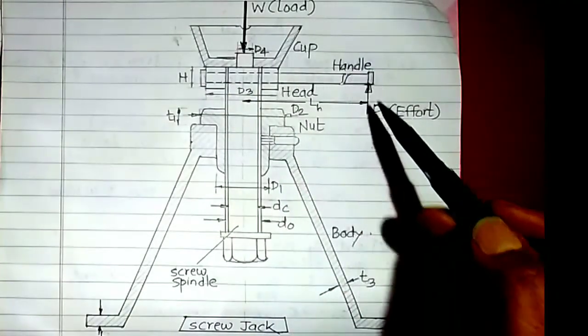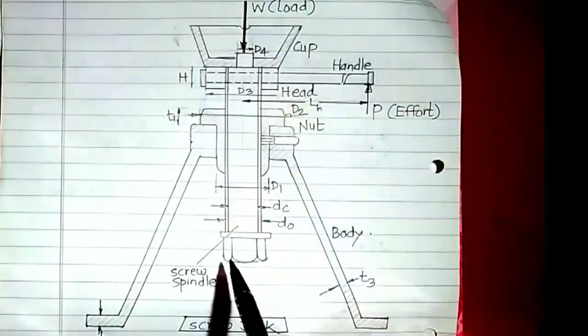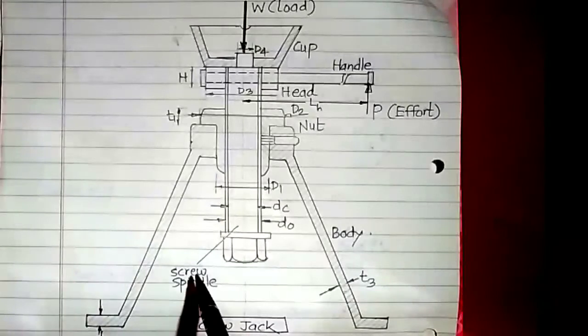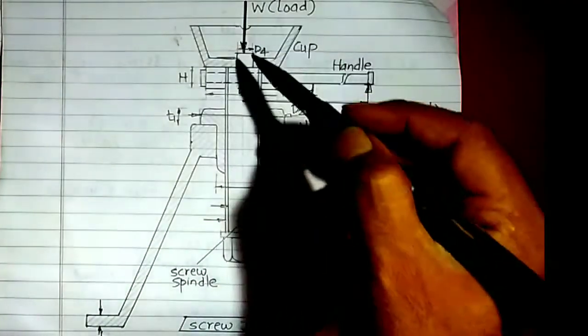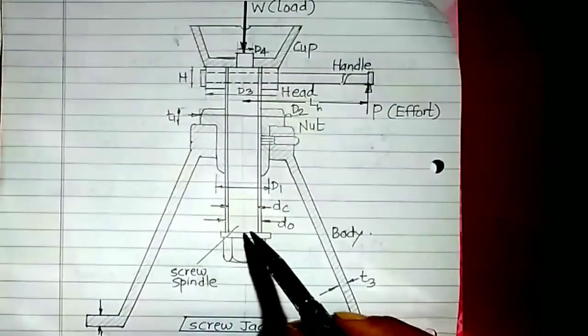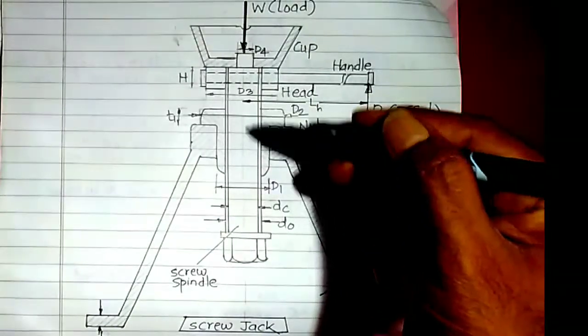If you look at a screw jack, it consists of a body over which the screw jack is going to rest. There is a screw spindle which is going to pass through a nut. There is a head through which a handle is passing, which is rotated in horizontal direction by an effort. There is a cup which is going to carry a load.